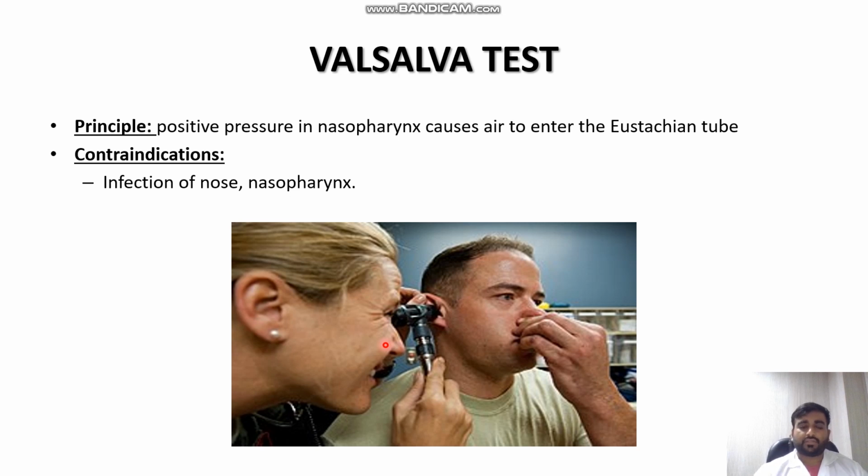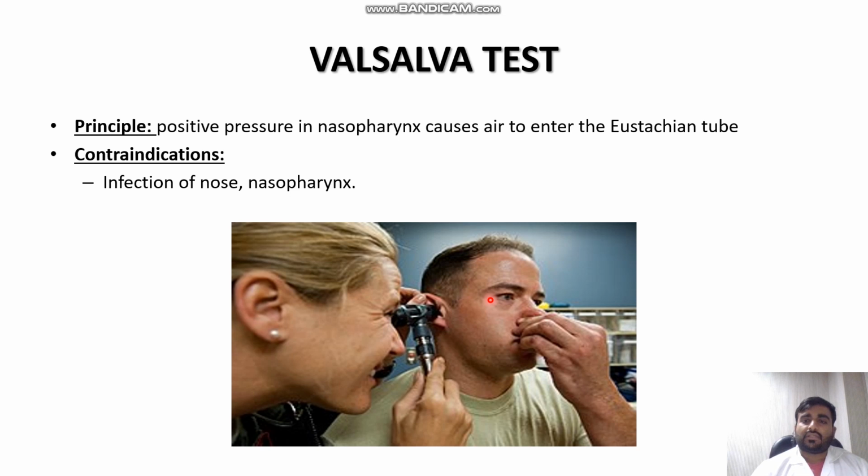Now the Valsalva test. The method is: first ask the patient to pinch his nose, then the patient takes a deep breath through the mouth, then closes his mouth and tries to blow out his cheeks so that it pushes the air into the ear.